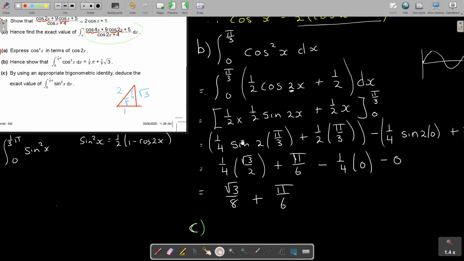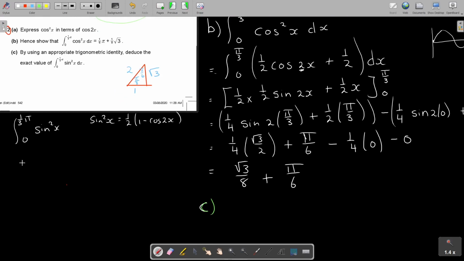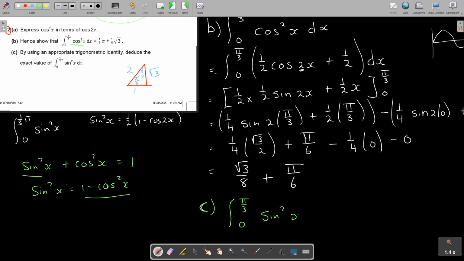They want you actually to use the normal identity that you know, that sin square x plus cos square x is equal to 1. So, sin square x is equal to 1 minus cos square x. Okay, that's what they want, because you already worked out cos square x. But I said you can do that, but what they want in this question, I'll show you. They still have pi over 3 and 0, and they have sin square x, and they have dx.